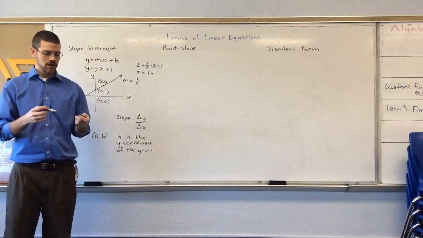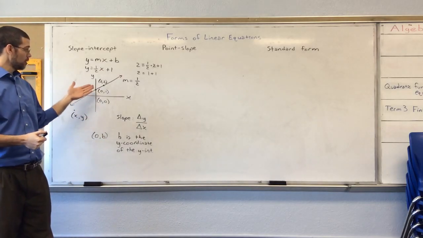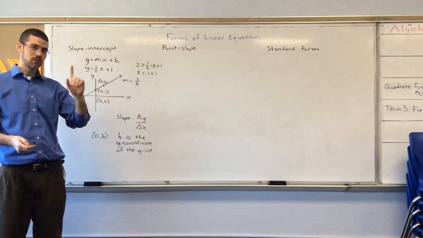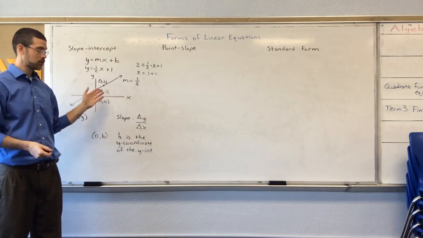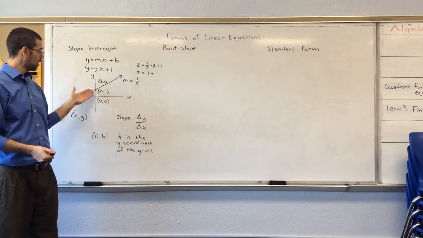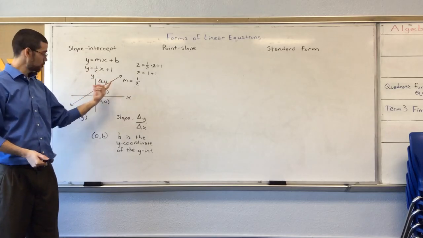And of course, we know in geometry that if you have 2 points, there is only one line that passes through these 2 points. So there is not going to be a different equation in slope-intercept form that goes through those 2 points.